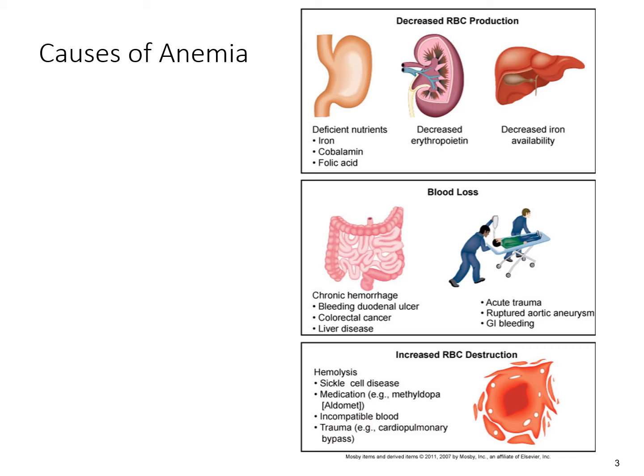In particular, we'll highlight sickle cell disease, or maybe you had a blood transfusion and it's incompatible blood, and then your blood gets lysed that way. So that's one way. So hemolysis, sickle cell disease, medications, incompatible blood, and then trauma. All of these are different ways where you can get increased red blood cell destruction.